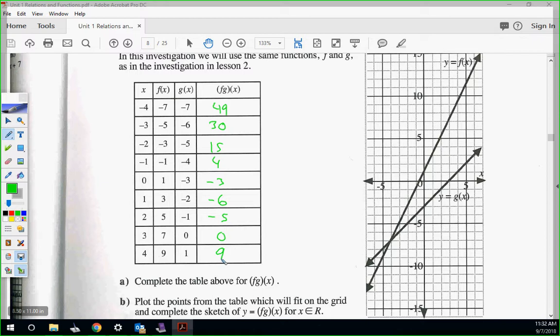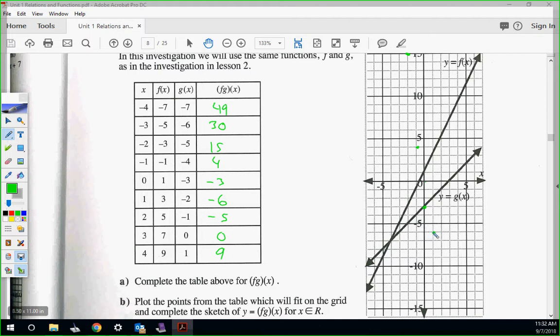Okay. So we'll go ahead and look at just plotting these. I don't have a 49, obviously. We don't have a 30, so it looks like we might have to start at the 15. So the 15 is at negative 2. So negative 2, we're at 15, so way at the top here. Negative 1, we're at 4. Zero, we're at negative 3. One, we're at negative 6. 2, we're at negative 5.